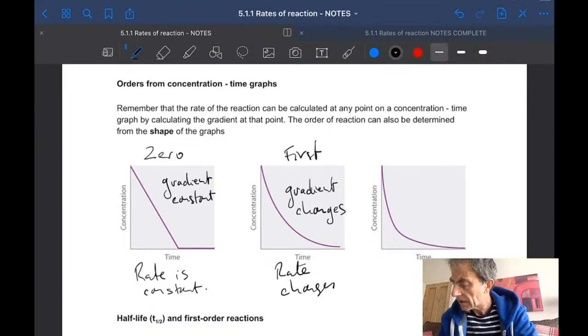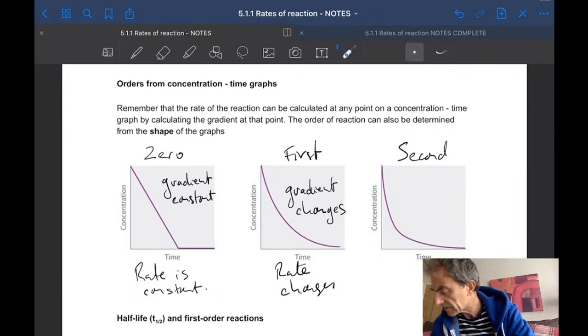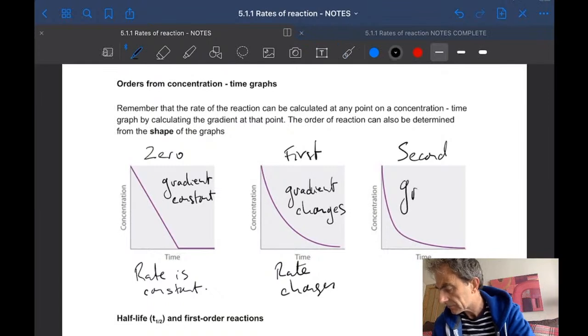And then this is a second order graph. You can see again the rate is changing with concentration. You've got a very steep gradient, so it's a very high rate, but the rate is changing much more rapidly with this one. So we'll just get that on there. Gradient changing. The rate changes more rapidly.